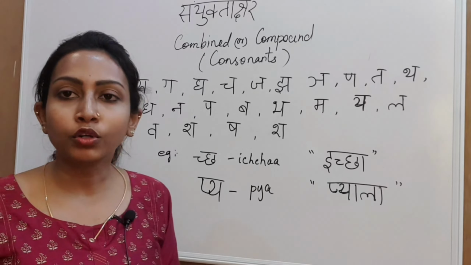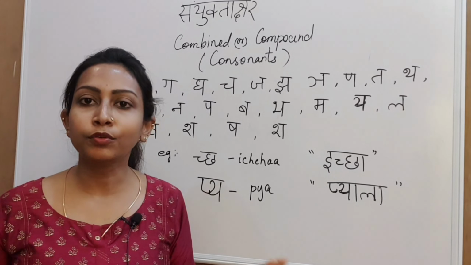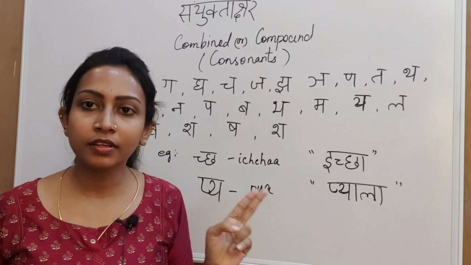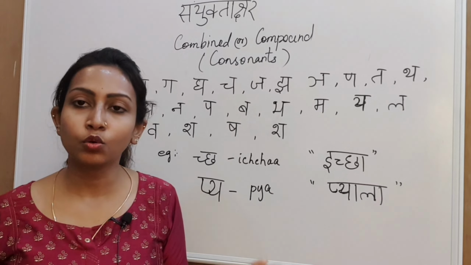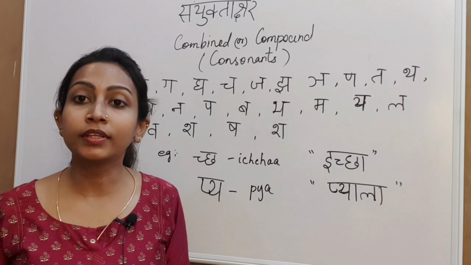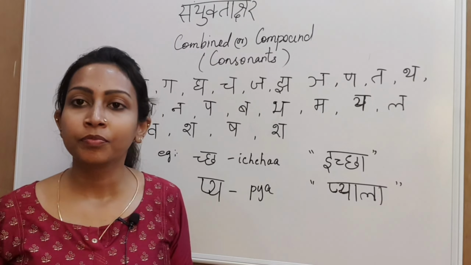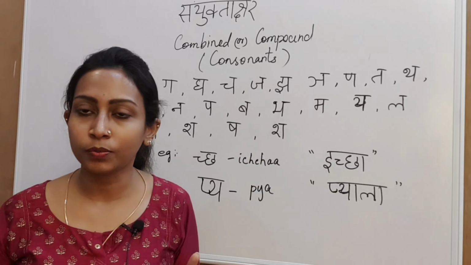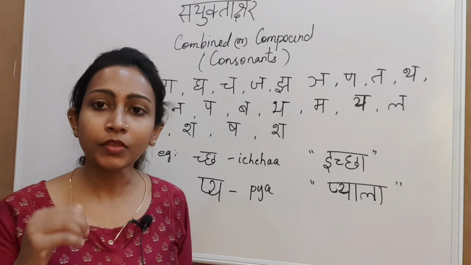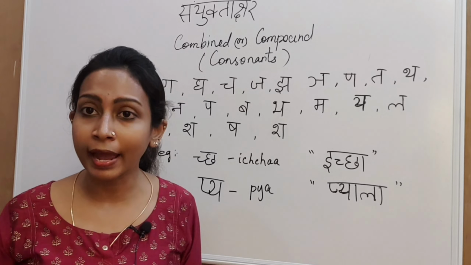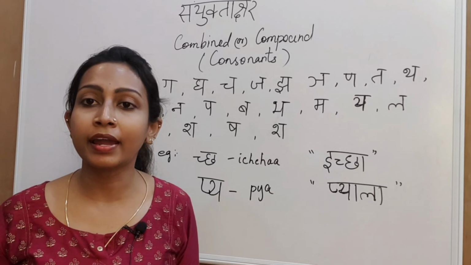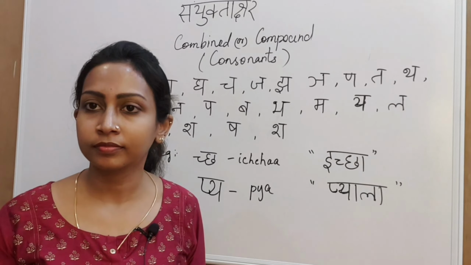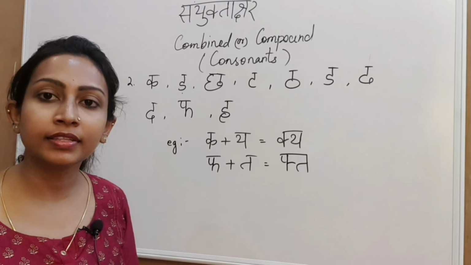So out of 33 consonants, we have 22 consonants which have a vertical line on the right side of the letter. When we join this letter with another consonant, the vertical line is cut off. This is the first rule. Now we can see how to write joint letters for the letters which do not have a vertical line. Now we can see the second rule.